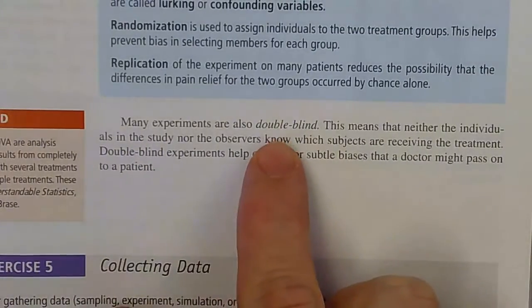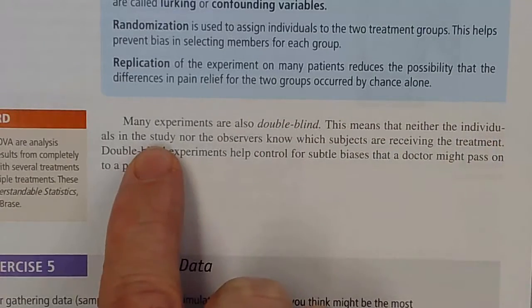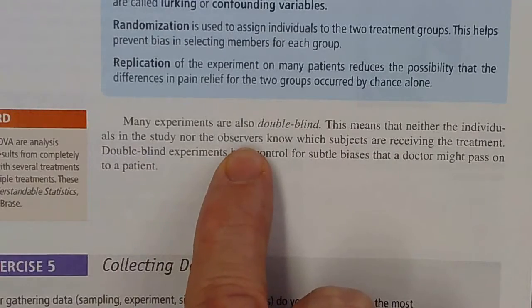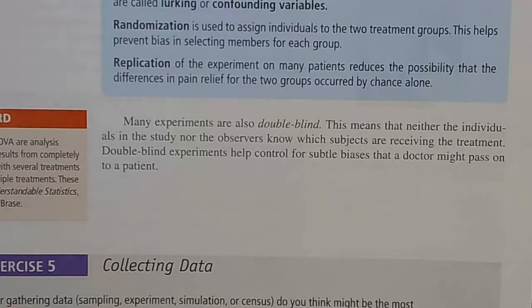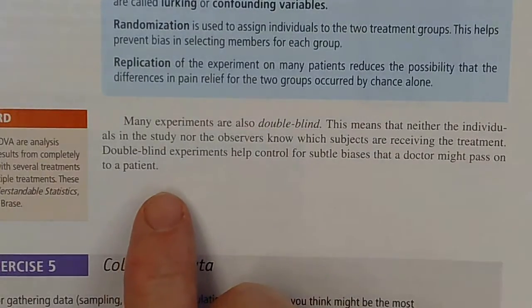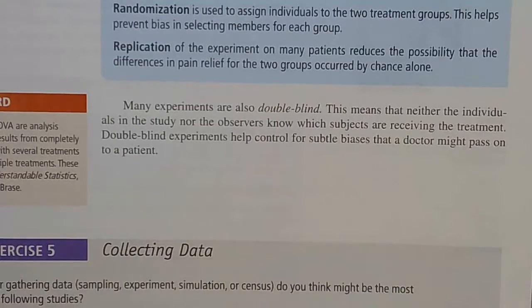One last thing was double-blind experiments. Double-blind means neither the individuals in the study, which is usually always the case, they don't know if they have a placebo or not, but also the observers. They don't know who has the treatment, just to eliminate any biases they might have when recording the data, which you'd think you wouldn't have that type of bias, but maybe if a doctor really wants to see something be successful, they may have bias towards recording the observations. So double blind helps control for those biases. All right.